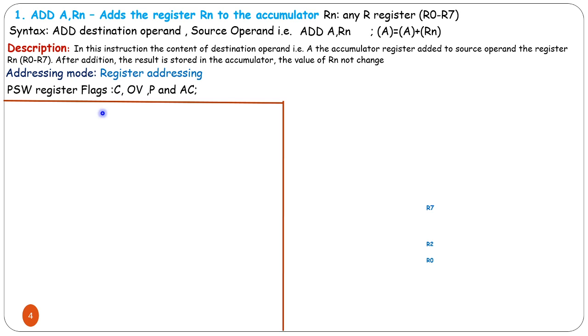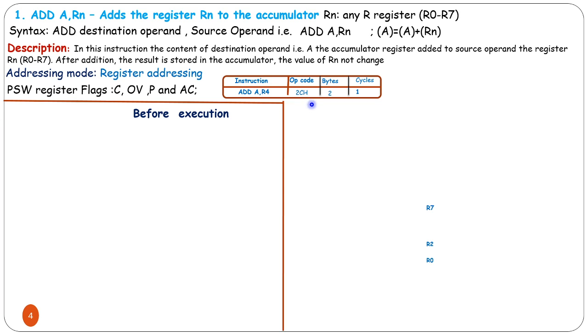The content of PSW, the program status word register, changes, that is, flag bits change: carry flag, overflow flag, parity flag and auxiliary carry flag. This instruction has the operation code 2CH. This is a 1 byte instruction, and this instruction has a machine cycle of 1.